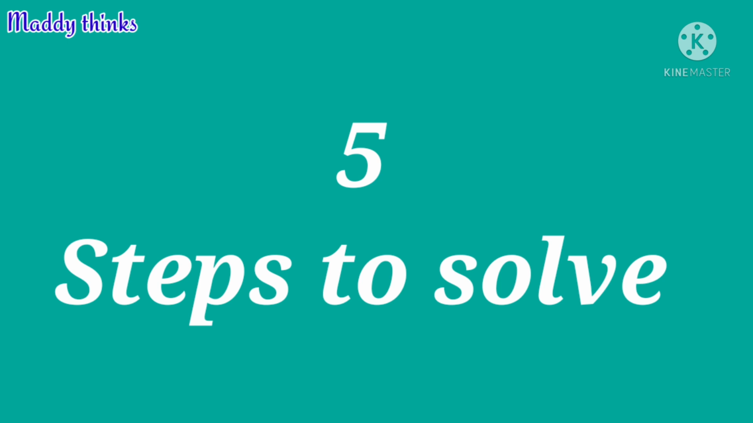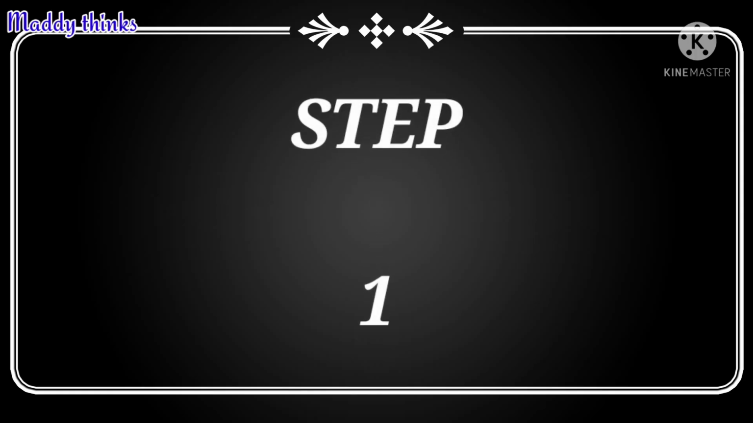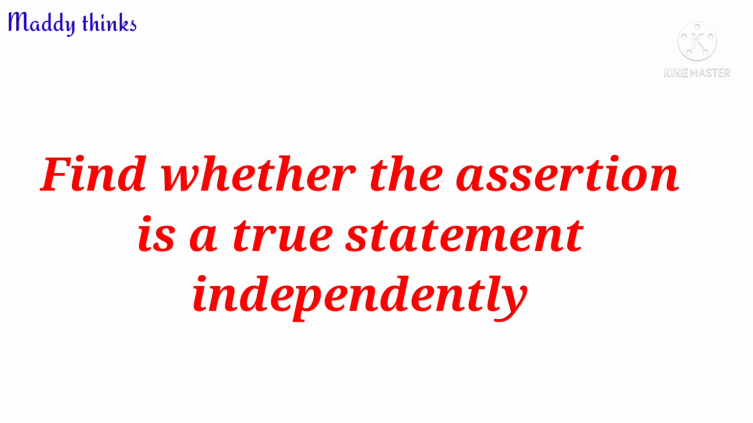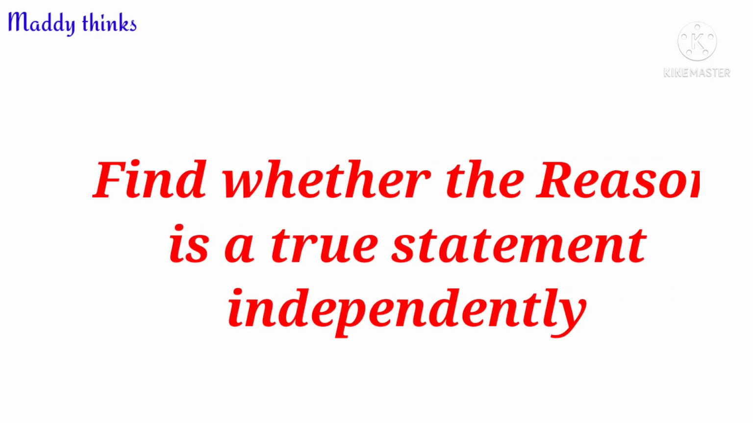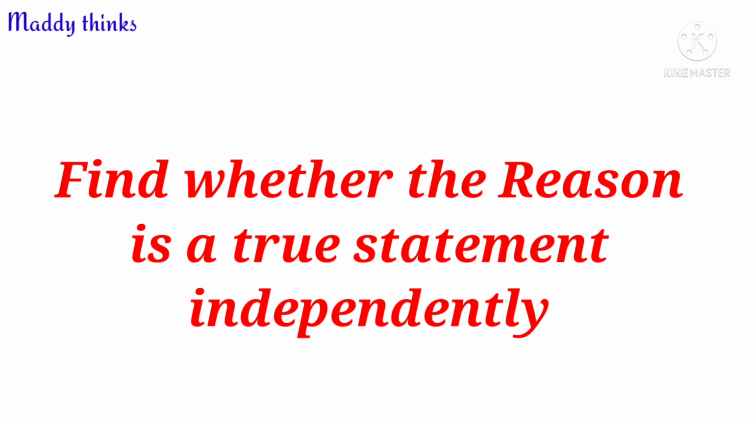There are 5 simple steps to solve this assertion and reason question. Step 1. First, find whether the assertion is a true statement independently. Step 2. Now find whether the reason is a true statement independently.